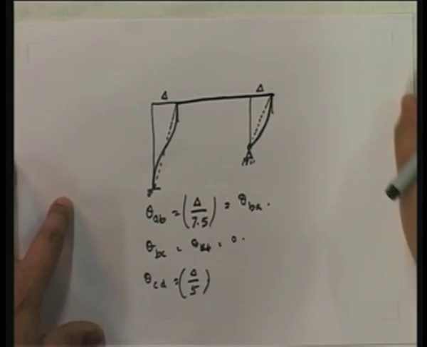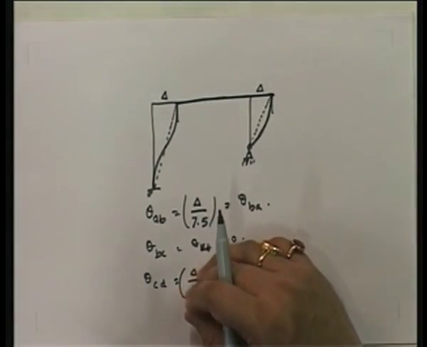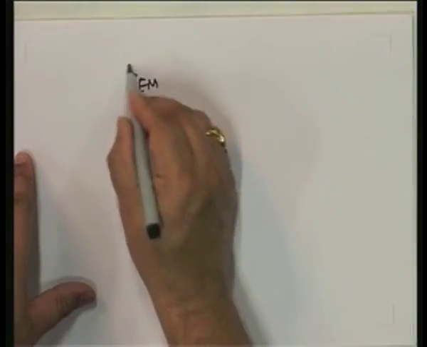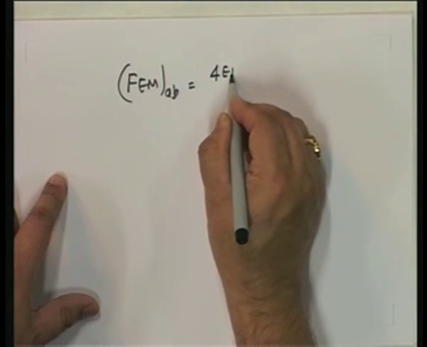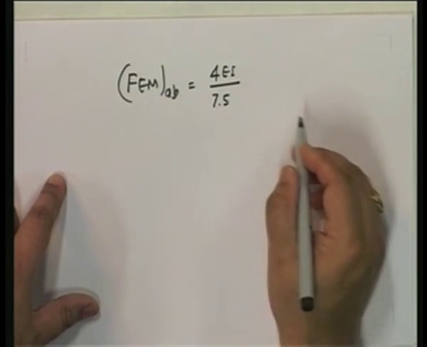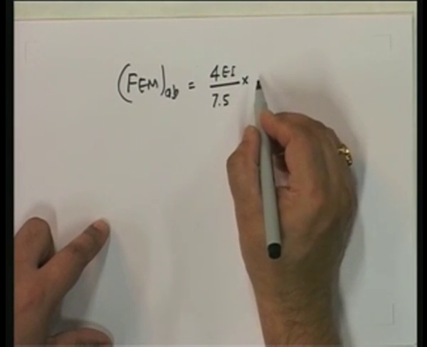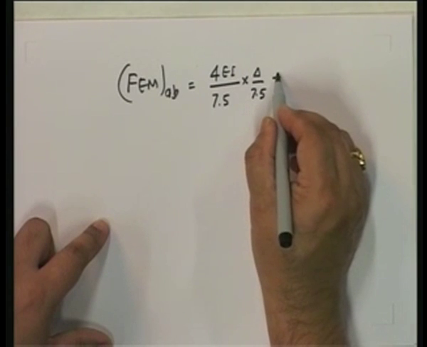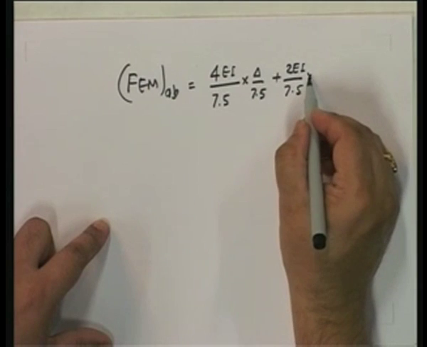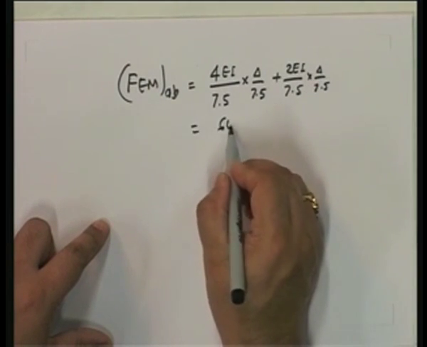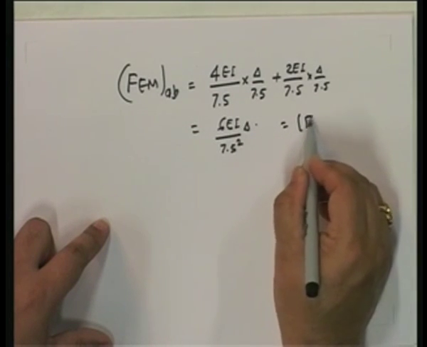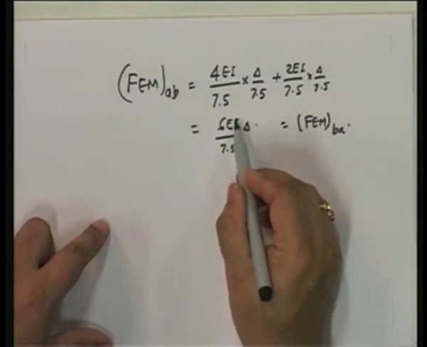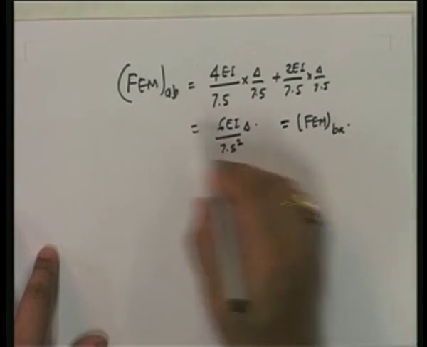Okay, so can I compute the fixed end moments? Well, all I need to do is plug into my equation. I get that the fixed end moment at AB is equal to 4EI by L, where L is 7.5, multiplied by theta AB, which is delta by 7.5, plus 2EI upon L multiplied by delta by 7.5. This is equal to 6EI delta upon 7.5 squared, and this is also equal to the fixed end moment at BA. So this is the fixed end moment at AB and BA.